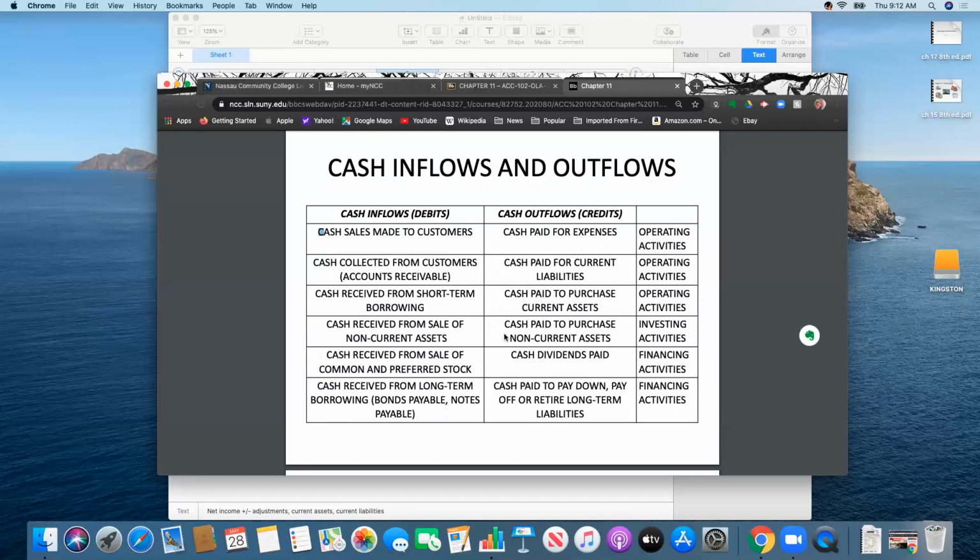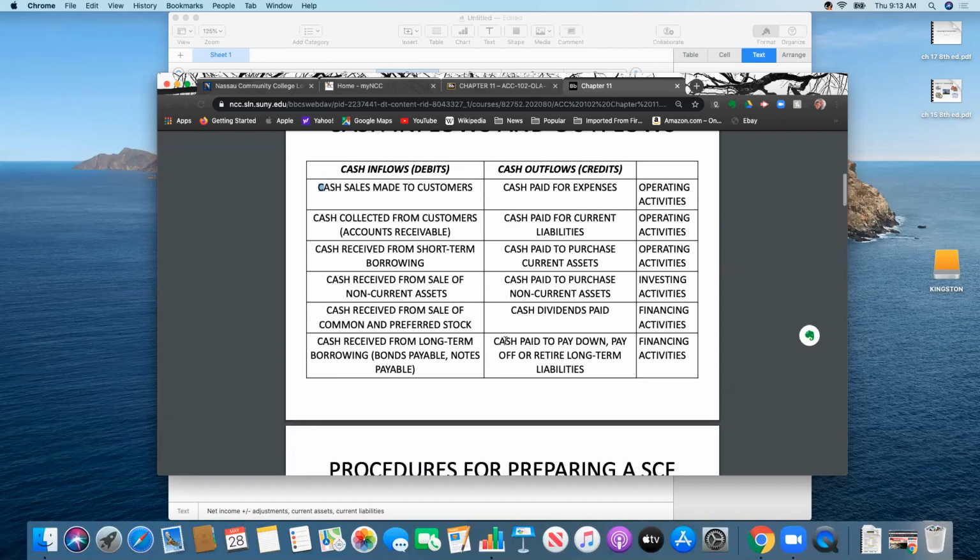Cash paid to purchase non-current assets. All right, so I'll go out and buy a new computer for $1,000. I buy a piece of land for $10,000. I buy a new copier or fax machine, $5,000. These are examples of investing activities. Why? Because they affected those long-term or non-current assets.